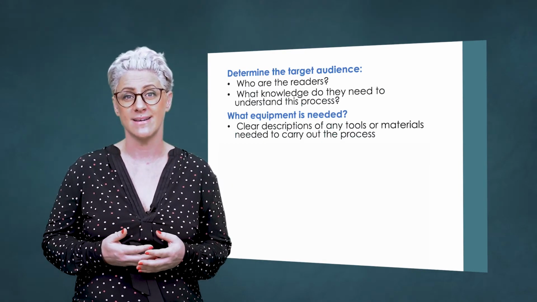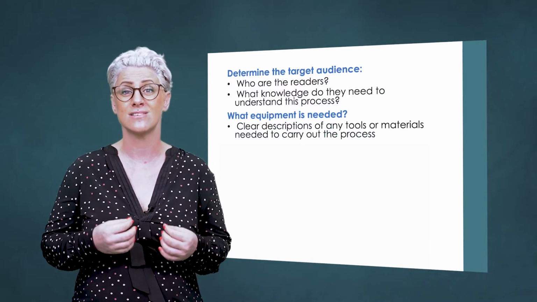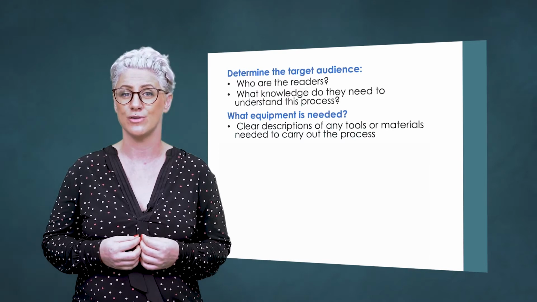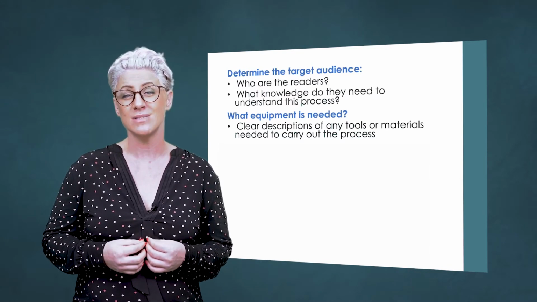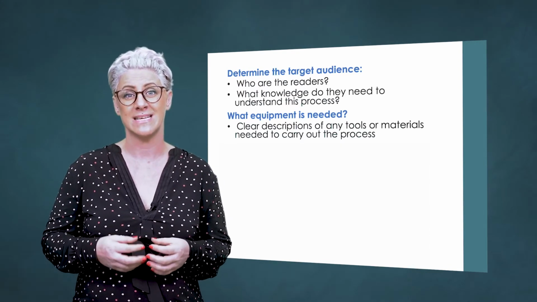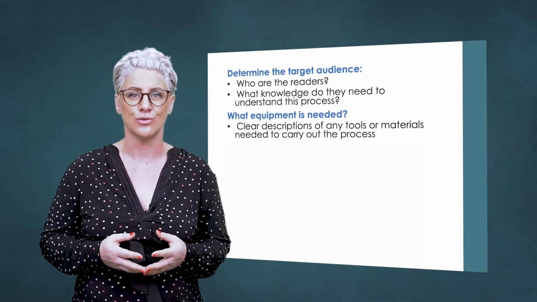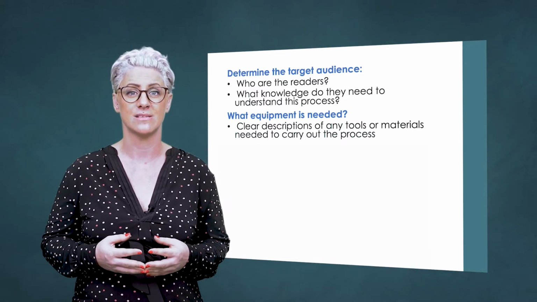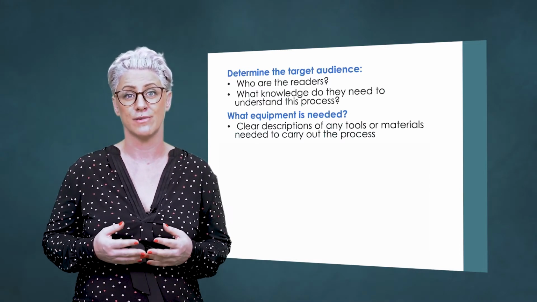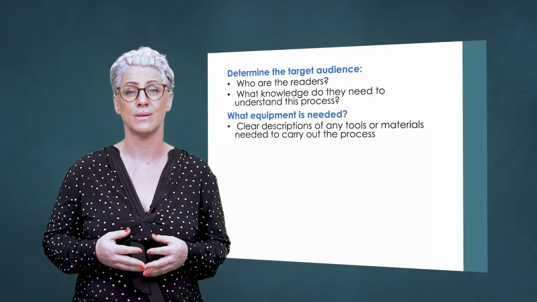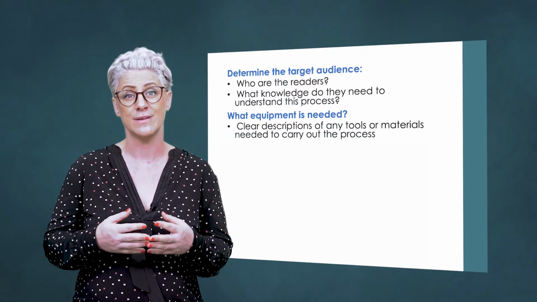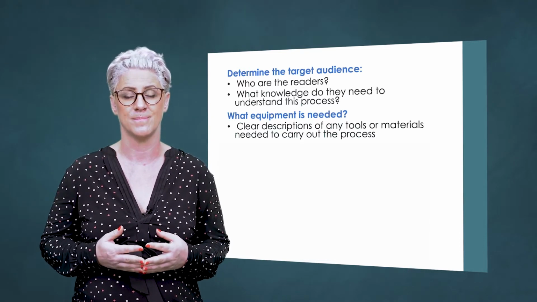Create a list of materials. Offer clear descriptions of any tools or materials needed to carry out the process. A process essay discusses how things are done, and we all know that in order to do something, you need to use some materials or tools. Therefore, before you start writing, create a complete list of the tools or materials the reader will need to finish the task you are explaining.